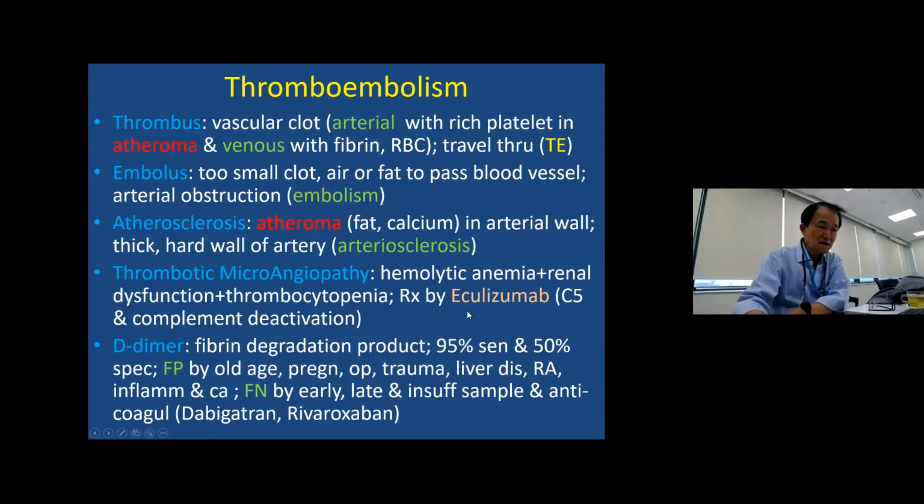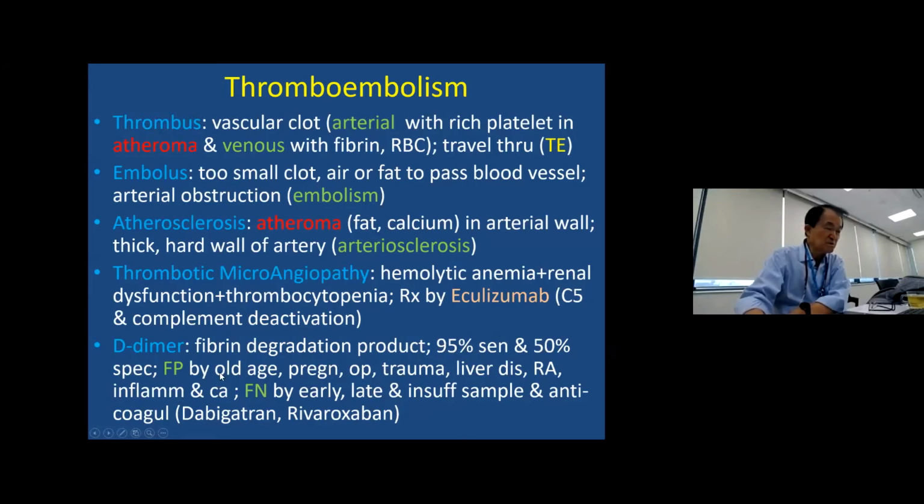There's a new drug, eculizumab, that's a C5 complement inhibitor. This will deactivate some thrombosis. So that's a new drug helping.